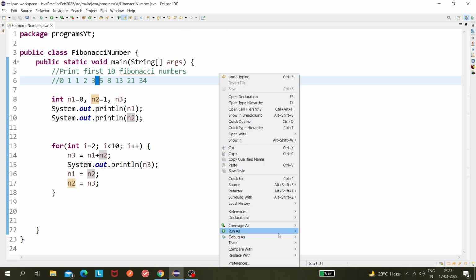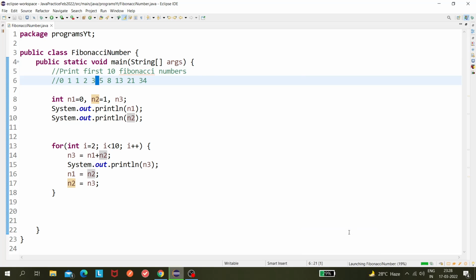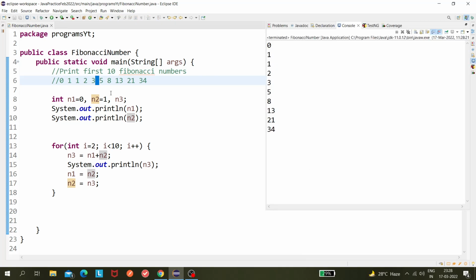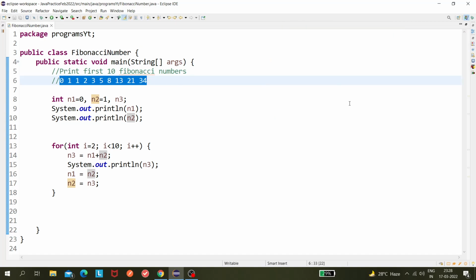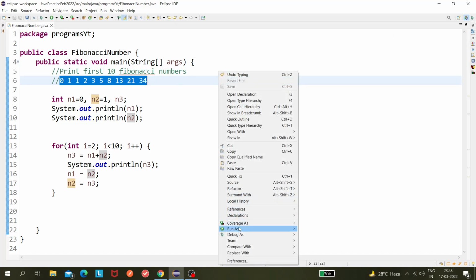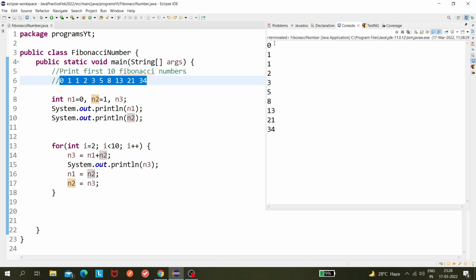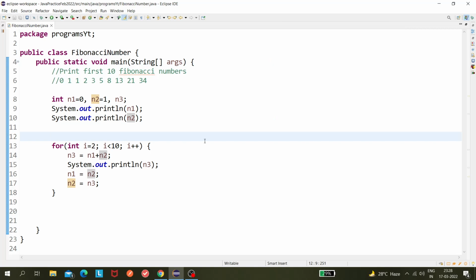And now if I run it, we can see our Fibonacci series got created. We'll run it one more time. So 0, 1, 1, 2, 3, 5, 13, 21, 34. Okay, so we got our Fibonacci numbers.